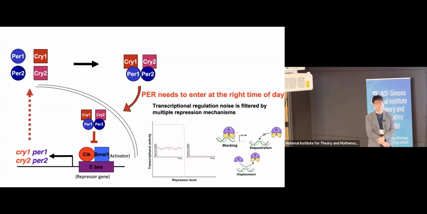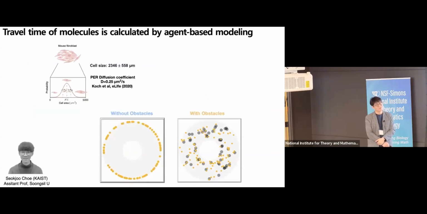Now, a more difficult mission is actually this. How can we make this 1,000 molecules enter the nucleus at the right time per day? Oof. So Seokju did a very simple simulation, like an agent-based model simulation. We use the measured diffusion coefficient of the per molecule. We let the 100 molecules do the race from the cell membrane to the perinucleus. How long does it take?